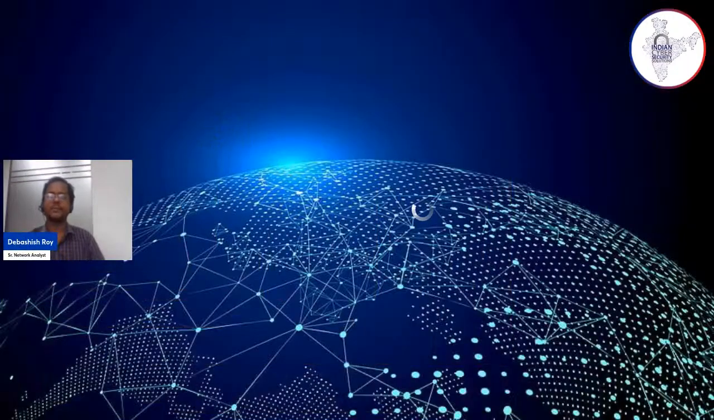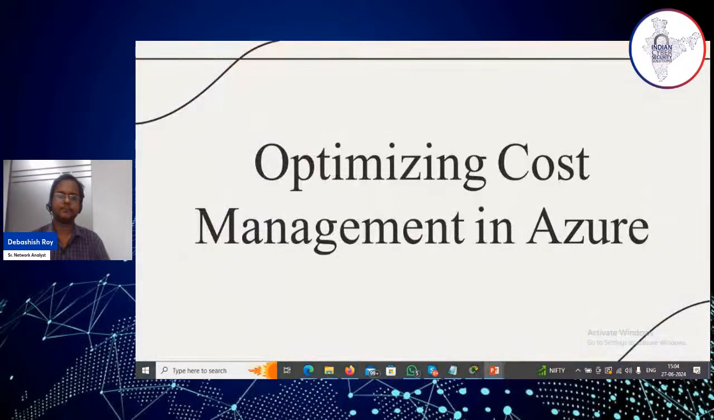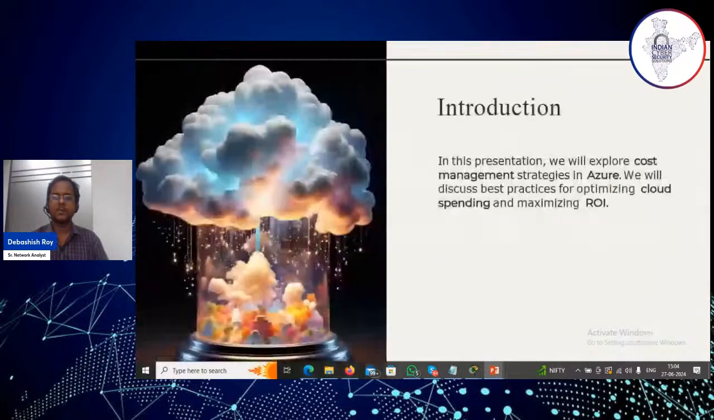We have to optimize cost management in Azure. So in this presentation, we'll explore the cost management strategies in Azure, and we'll also discuss the best practices. What are the ways to optimize cloud spending and maximizing ROI?